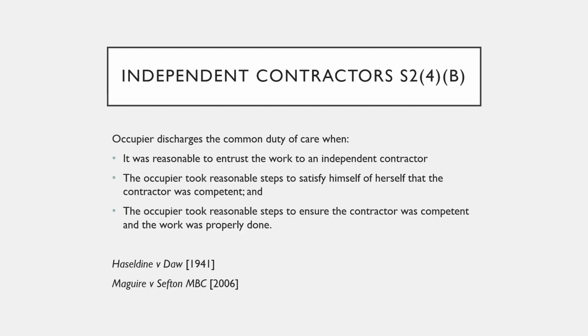You can also discharge your duty where there are independent contractors. So this allows discharge where it is reasonable to entrust the work to an independent contractor, the occupier took reasonable steps to satisfy themselves that the contractor is competent, and they took reasonable steps to ensure that the work was done properly. So in Haseldine, there was a repaired lift, however the lift dropped. It's reasonable to expect that the person repairing the lift is the expert and is the person who is meant to have repaired this and is responsible for ensuring its safety and that it is done properly. Again, we can look at Maguire. This was gym equipment. It was questioning who's responsible for looking after this gym equipment and making sure it's safe. And it was reasonable to rely on the contractors to test for its safety.